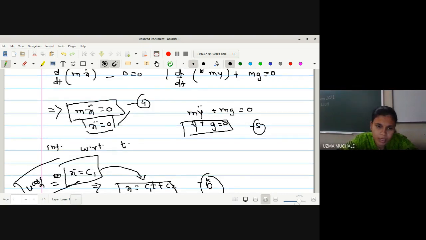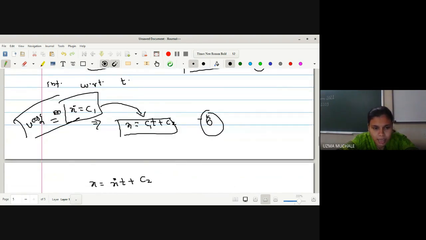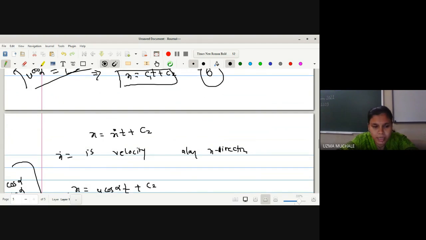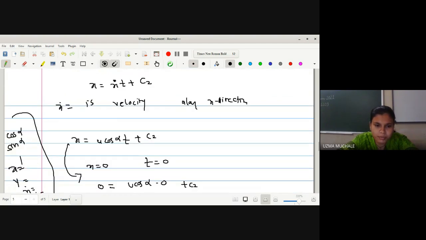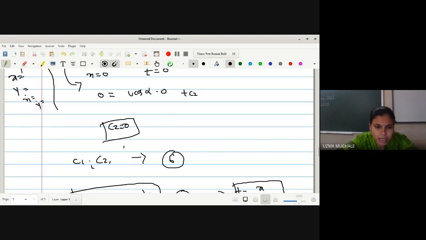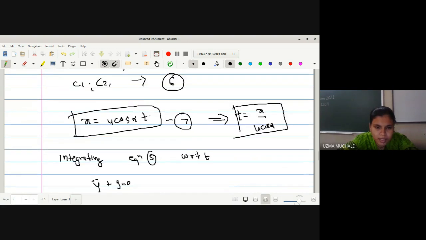L is equal to T minus V. Then integrate this equation one by one, and put in the conditions at t equal to zero. C1, C2, C3, C4. To find the values of these constants, we have to put in the initial conditions. In the differential equation paper in the first semester, you have studied how to find the values of constants with the help of given initial conditions. So here, by using these initial conditions, we have found the values of C1 and C2.